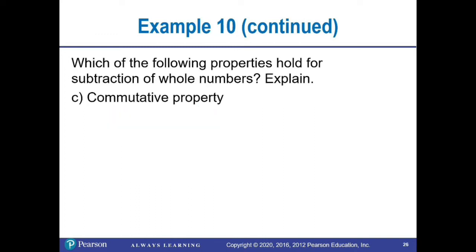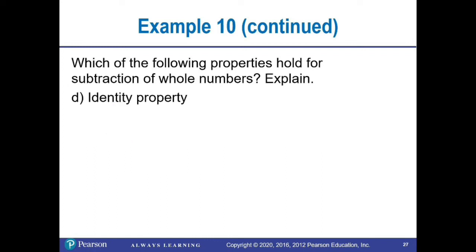Well, let's talk about the commutative property. Commutative property, remember, changes our order. So I want to know, is 5 minus 3 the same thing as 3 minus 5? Well, notice I put a question mark over my equal. 5 minus 3 is 2, and 3 minus 5 is negative 2. These are not the same thing, and so the commutative property does not hold for subtraction.